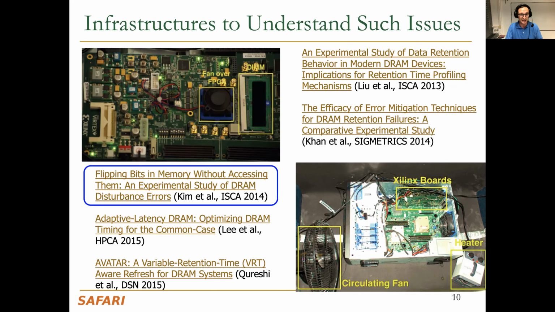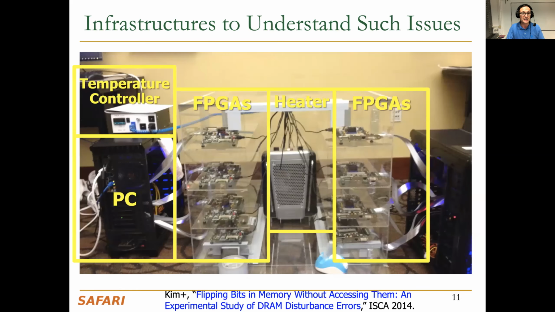So we did a lot of testing. The reason we built this infrastructure was to study the retention time issues of DRAM. But later we studied RowHammer and a lot of latency issues and a lot of voltage issues, a lot of interesting things, as I will mention in a little bit. And this is the infrastructure that was more, let's say, sophisticated, where we studied RowHammer in a more comprehensive way.